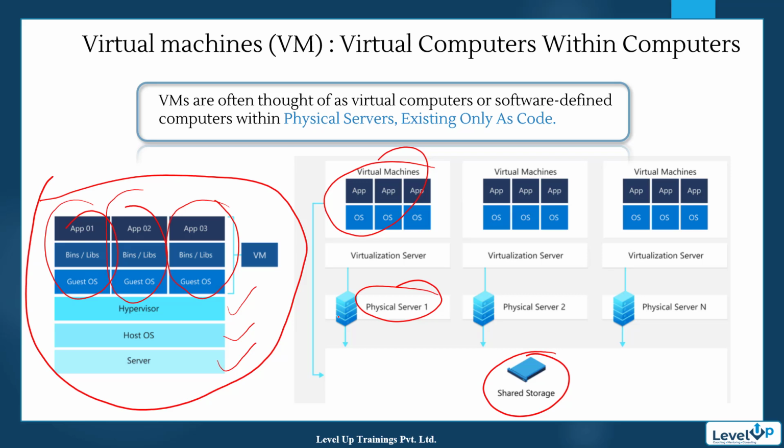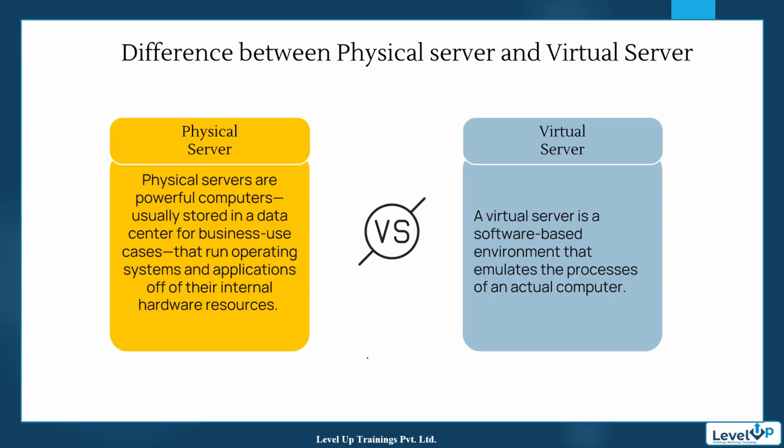VMs are often thought of as virtual computers, or you can refer to them as software-defined computers within a physical server. All these virtual machines are within a physical server. They exist as code. Now, what is the difference between a physical server and a virtual server? Physical servers are powerful computers, usually stored in a data center for business use cases. They run operating systems and applications on their internal hardware resources. A virtual server is a software-based environment that emulates an actual computer.